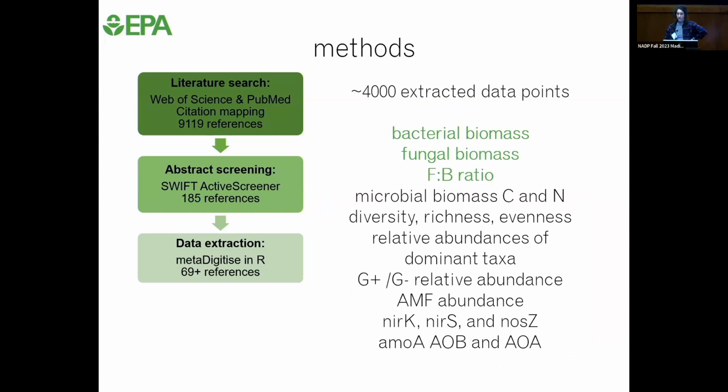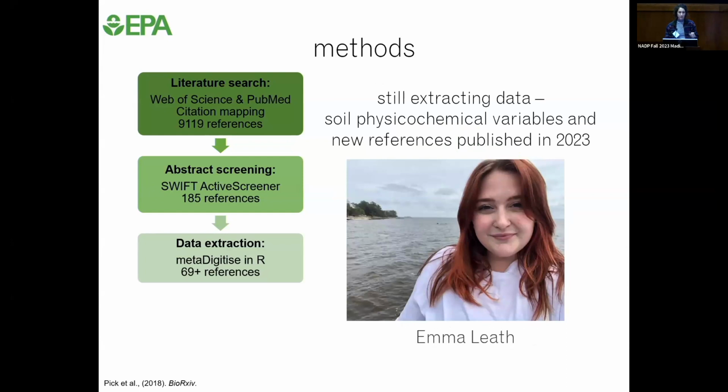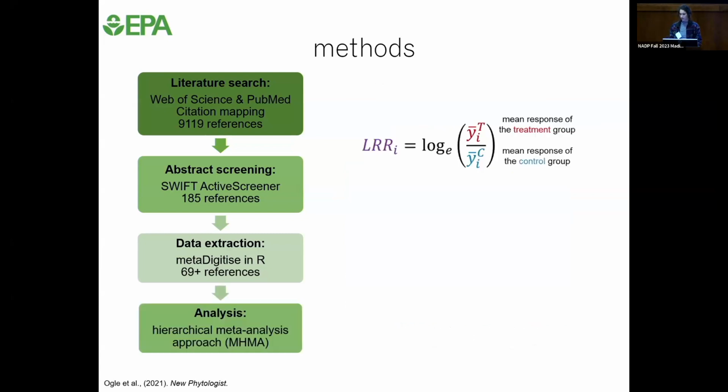Okay, so far I've extracted about 4,000 data points from these references, and we're still not done. And we have a host of different responses, and the ones I'll be talking about today are bacterial biomass, fungal biomass, and the ratio of fungal to bacterial biomass, which is a good indicator of how much carbon these systems can potentially sequester. And as I mentioned, we're still extracting data. I didn't extract any soil characteristic information, which was a mistake. And we're still extracting references from 2023, and Emma Leith joined our project, who will be taking this on.